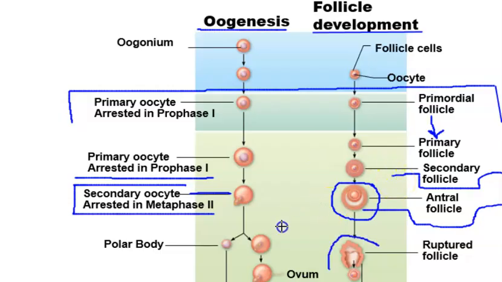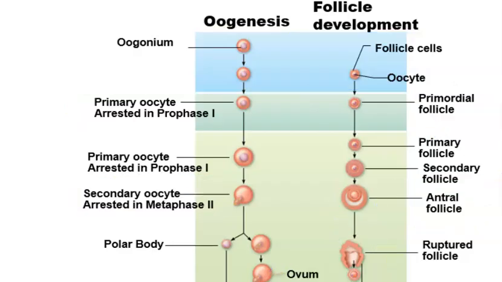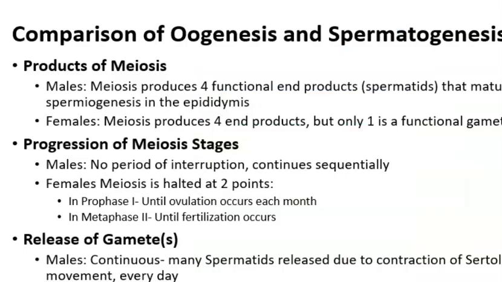Eventually the ruptured follicle releases a secondary oocyte, and if a sperm comes in, then we'll finally get a true ovum and eventually a zygote because of fertilization or union of the nuclei. Once the follicle ruptures, now it becomes, all the rest of the cells form this corpus luteum. Kind of complicated. So let's just compare what we know between oogenesis and spermatogenesis.